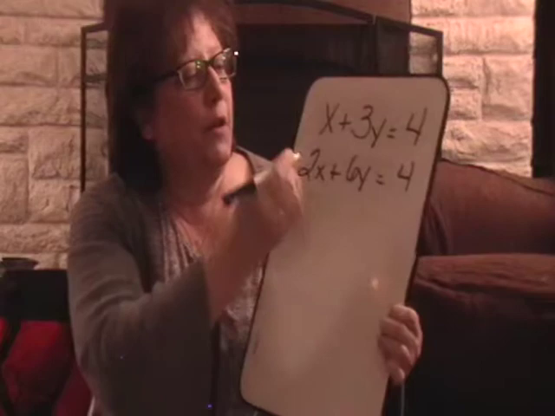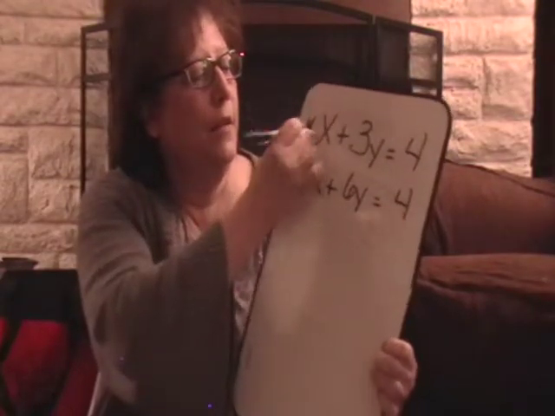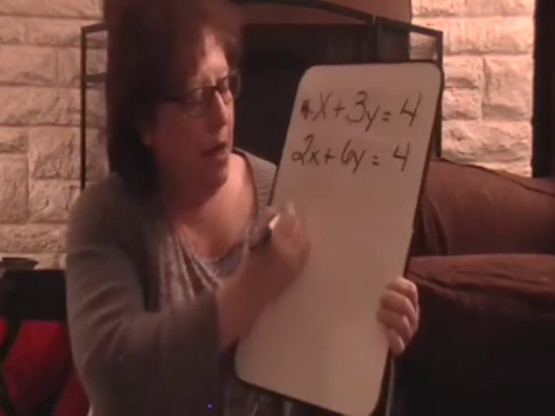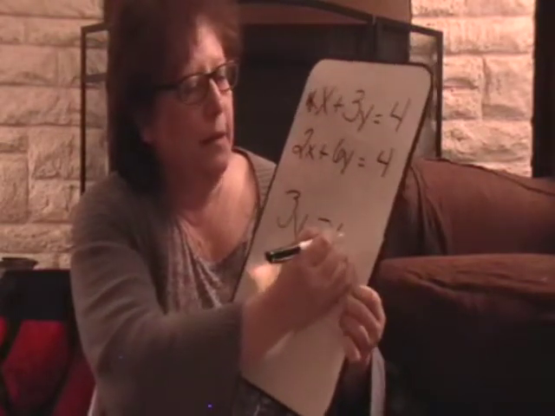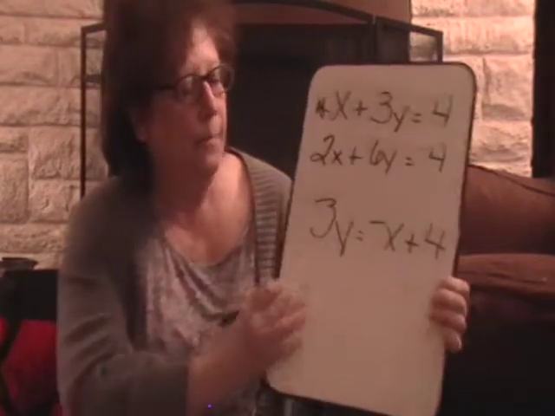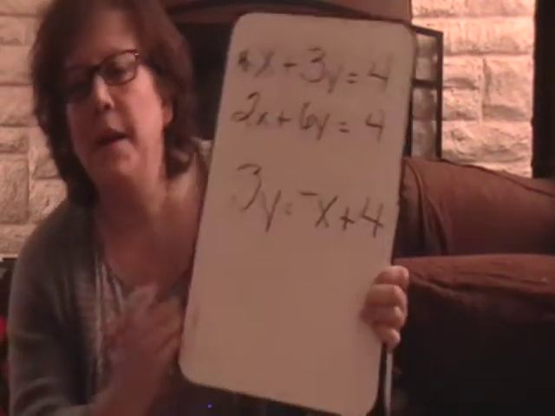And so we are going to take a look at this first line. We're going to move the x over. So I'm going to have 3y equals negative x plus 4. Now, am I ready to go?